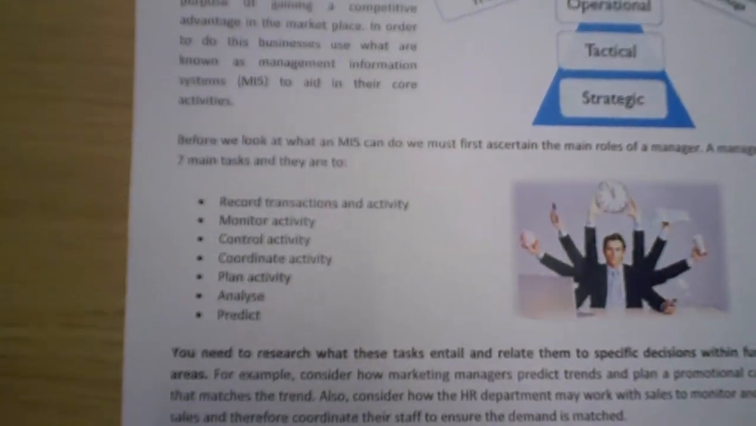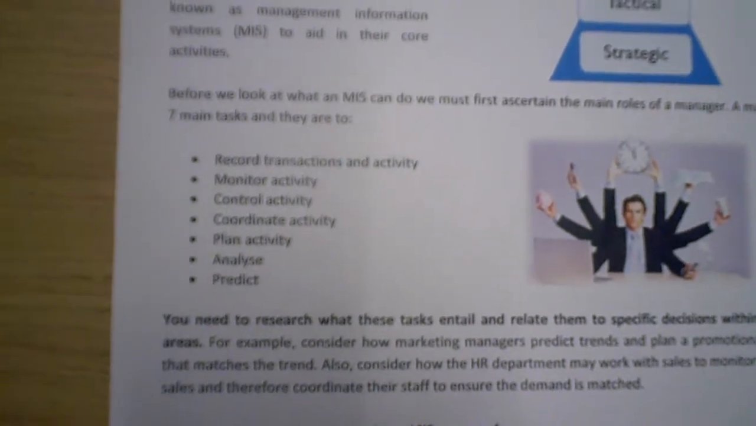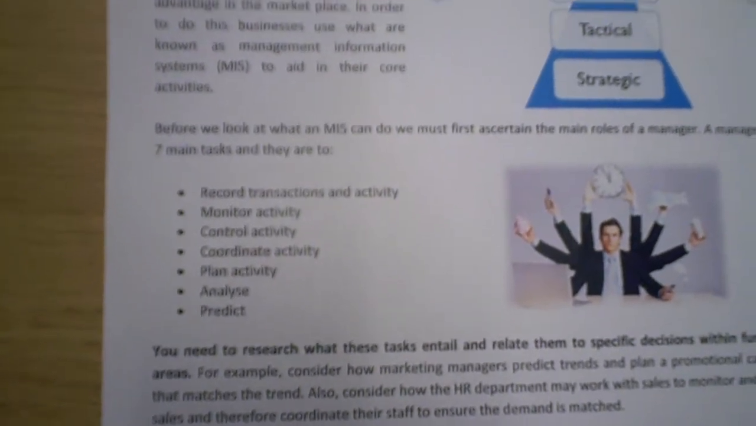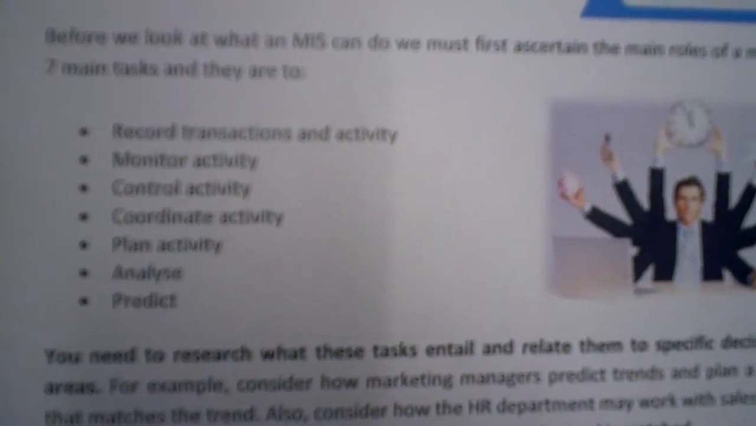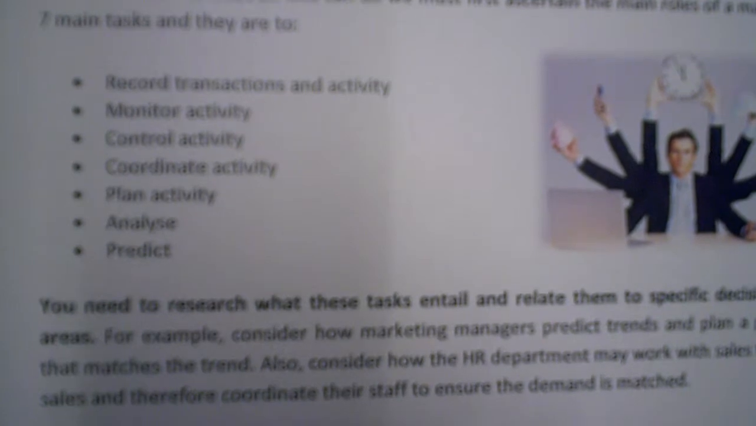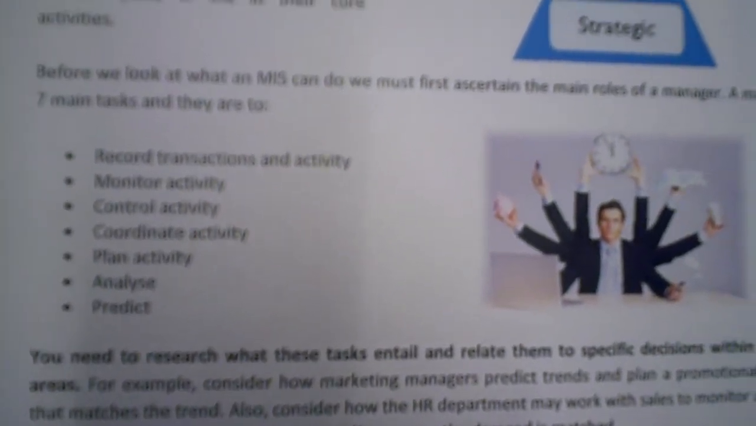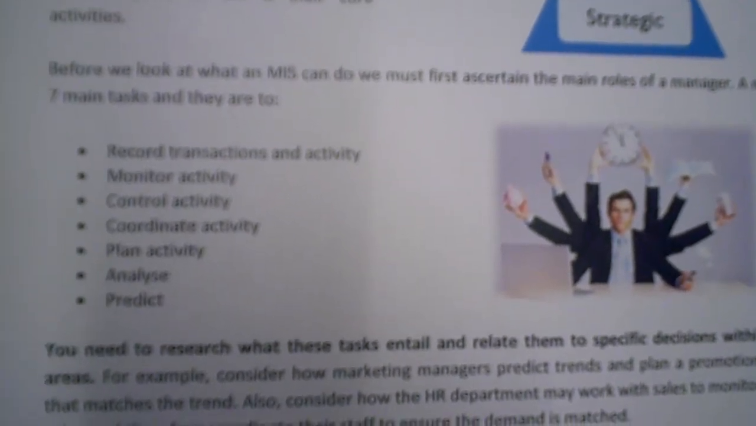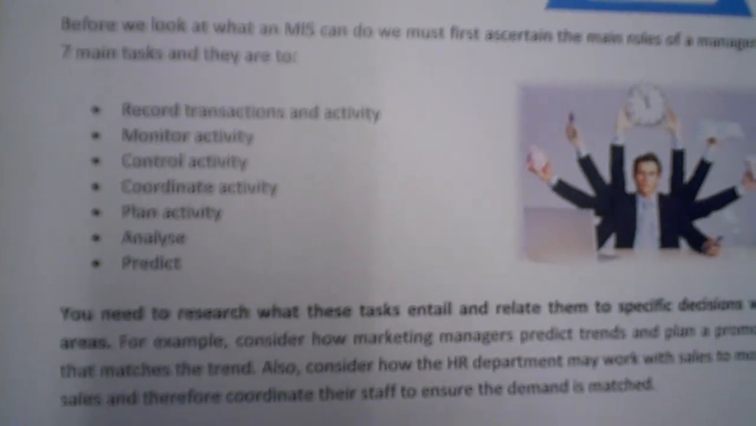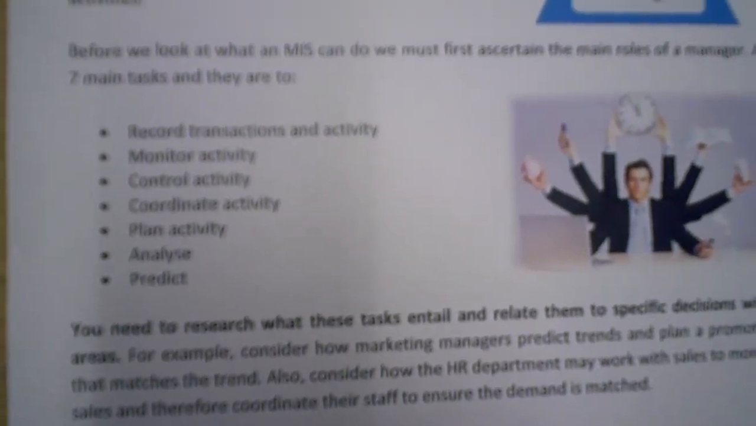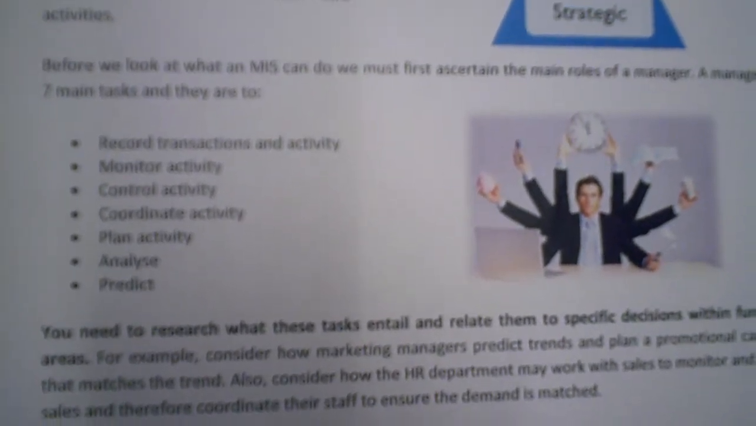So the first thing you need to look at is the actual specific roles of a manager. I'm sure you can think of what your manager does, and you may think that your manager does none of these things, or all of these things, or some of these things. Specifically though, these are the theoretical roles of a manager. So the first thing you need to do is go through these and write a sentence or two explaining what you think these words or groups of words mean. For example, what does monitor activity actually mean? What does coordinate activity, analyse, predict, control, record transactions mean?